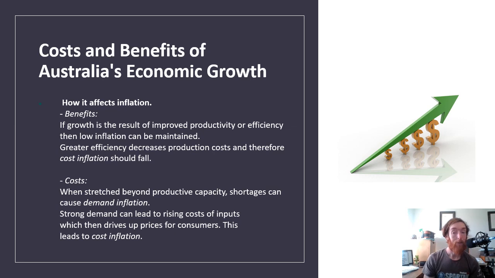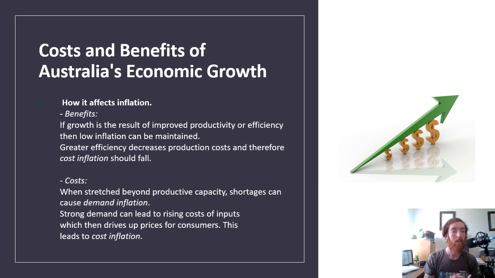This kind of flows perfectly into this next point, so how it affects inflation. So if growth is the result of improved productivity or efficiency, then low inflation can be maintained. What that means is rather than increasing our costs, we're producing more with the same inputs, which means that we can maintain low prices. Greater efficiency decreases production costs, and therefore cost inflation should fall.